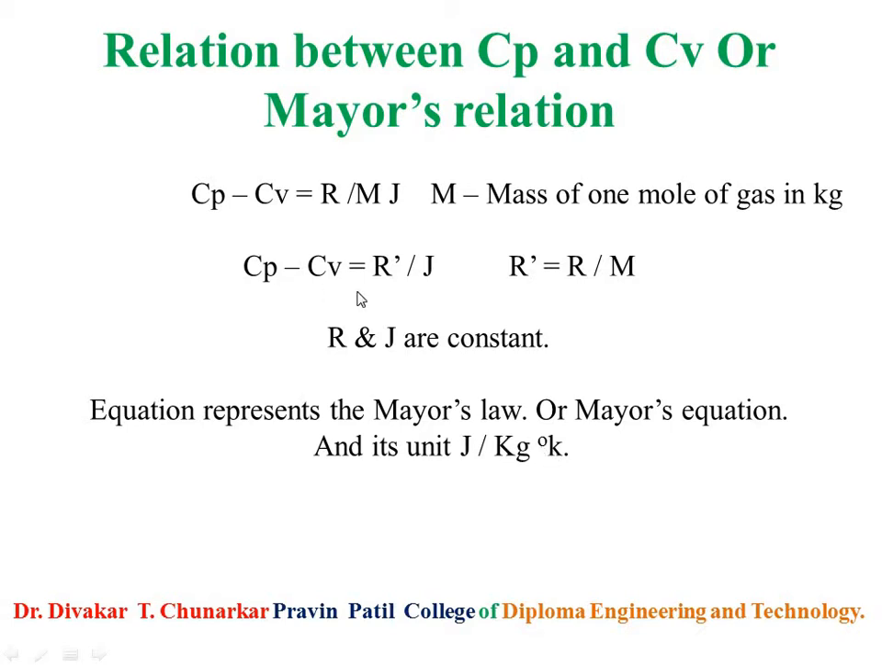So Cp minus Cv equals R dash upon J, or Cp minus Cv equals R upon MJ. This is Mayer's relation, or Mayer's equation. Cp minus Cv equals R upon MJ, or Cp minus Cv equals R dash upon J. Here R dash equals R upon M, and R and J are constants. J is the Joule constant, R is the universal gas constant, and M is the molecular mass.